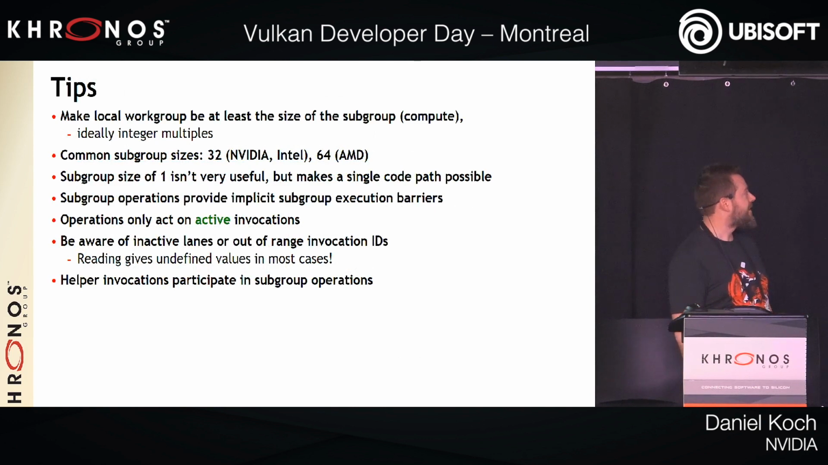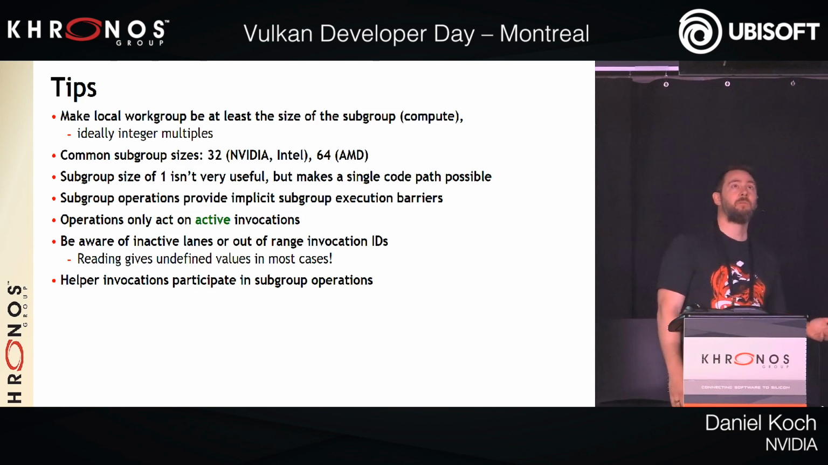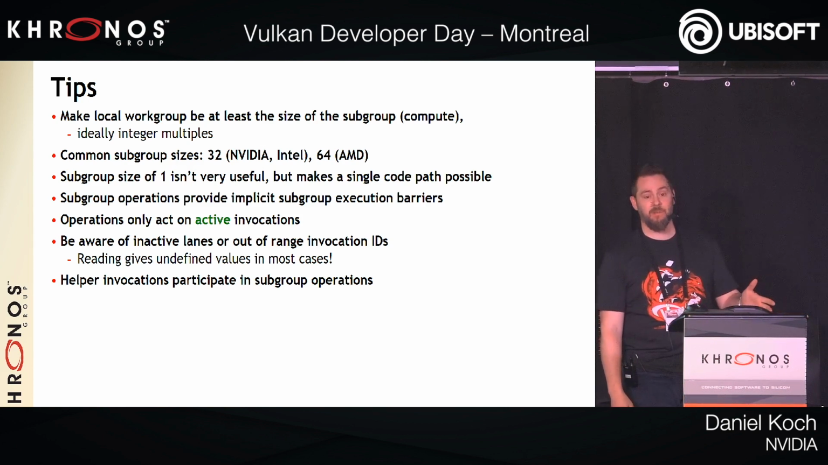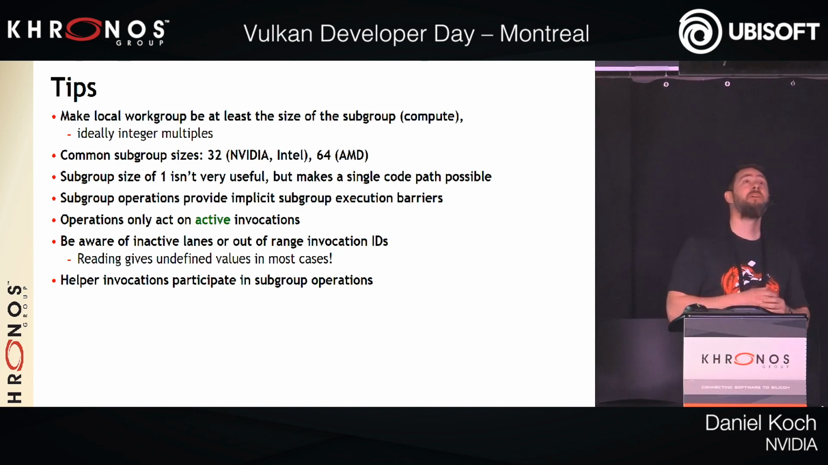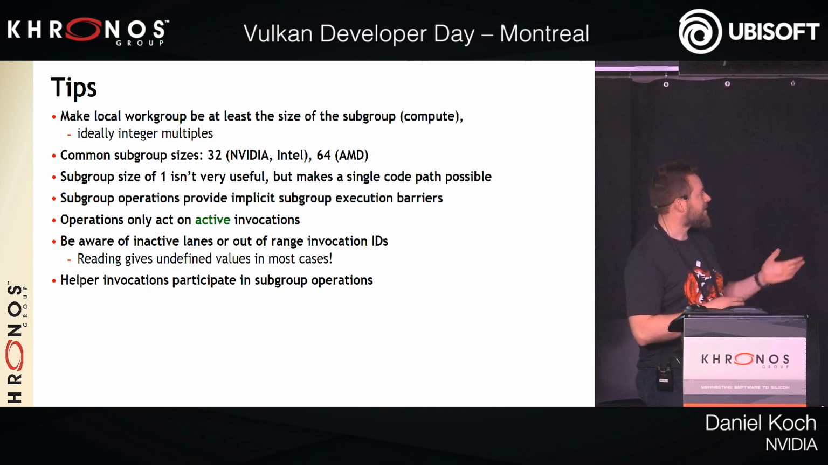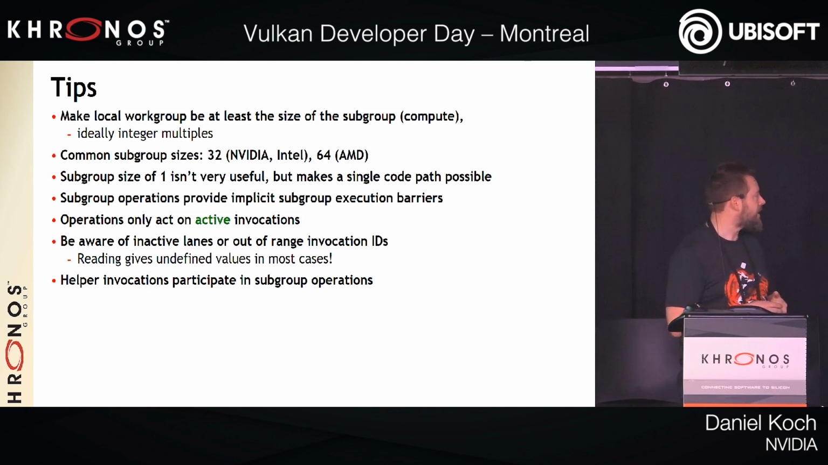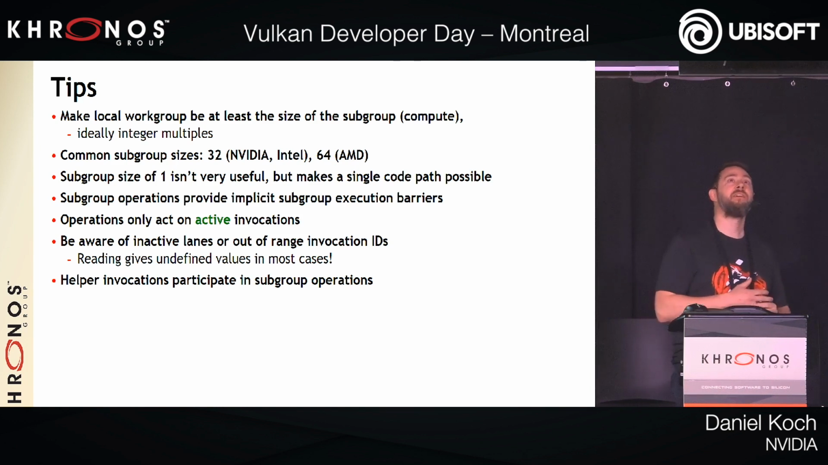Some tips for working with subgroups. If you're doing it in a compute shader, you want to make sure your local workgroup size is at least the size of a subgroup, ideally integer multiples of it. You want to be fully packed if possible. Common subgroup sizes are 32 on NVIDIA and Intel, 64 on AMD. Yes, I know a subgroup size of 1 isn't very useful, but it does make it possible to have a single code path, so you don't need a different set of shaders depending on whether the subgroup size is 1 or bigger.